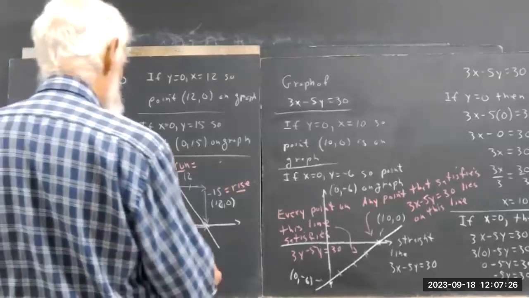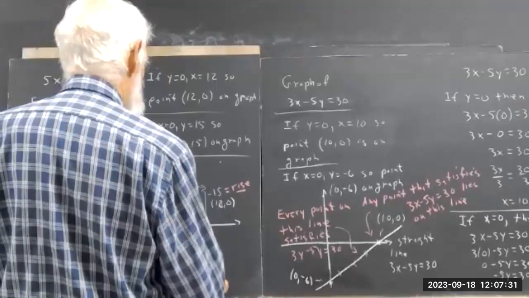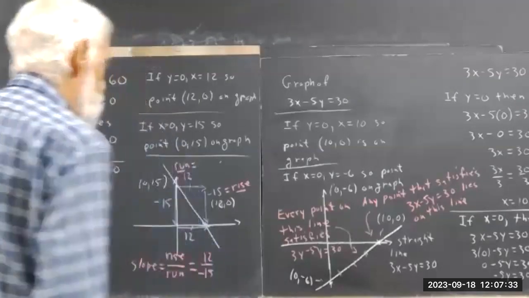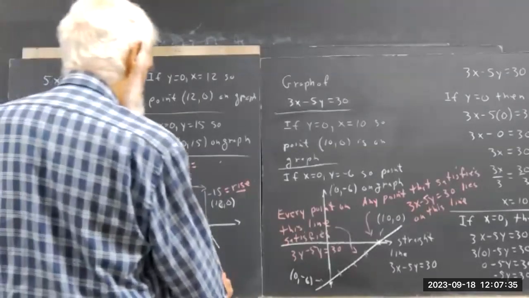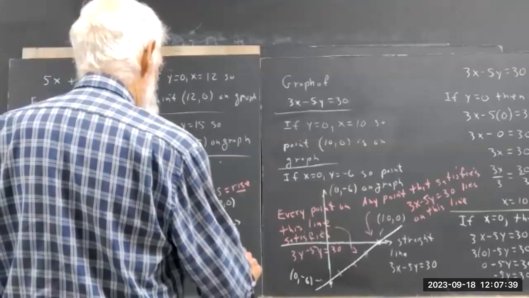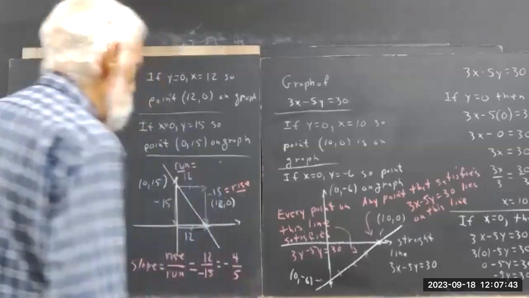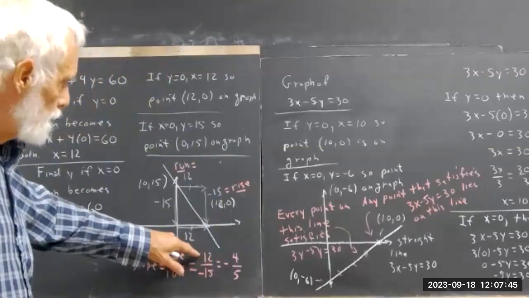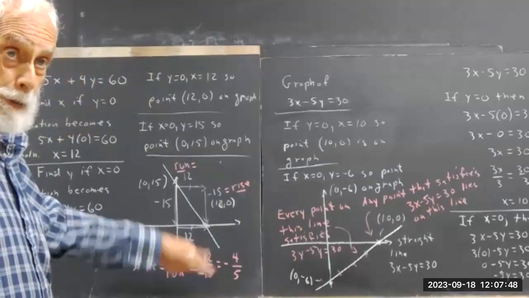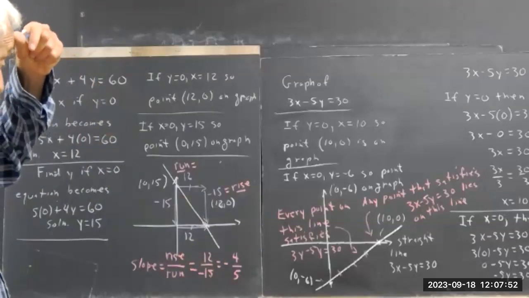So the slope is negative 15 over 12. And this reduces to negative 5 over 4, because you divide 15 by 3 and divide 12 by 3, you get 5 and you get 4. And you have that negative sign, so you have negative 5 over 4.